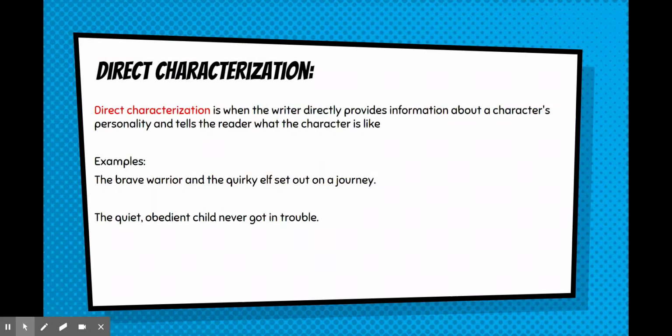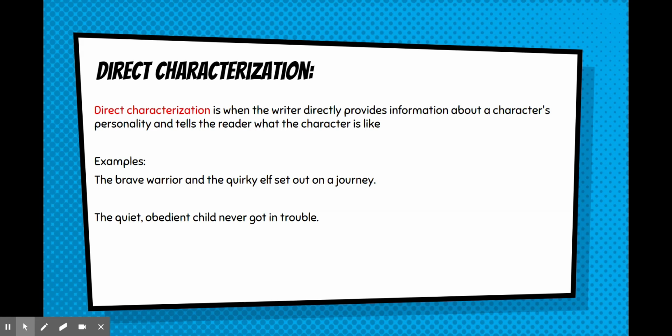Let's keep going. Delving a little bit deeper into direct characterization. We already talked about the definition. Here are a couple examples. The brave warrior and the quirky elf set out on a journey. Here, the narrator or writer of this sentence is directly telling us that the warrior is brave and the elf is quirky. There is no inferencing that the reader has to do to figure that out.